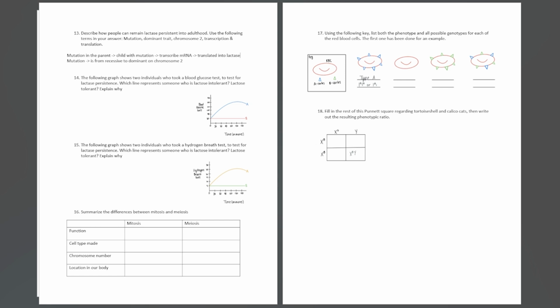So a mutation from recessive to dominant on chromosome 2 for lactose persistence had to originate from a mutation in the parent, which gives the child the ability to transcribe mRNA, which gives the child the ability to translate that mRNA into lactase, which gives the child the ability to break down lactose.